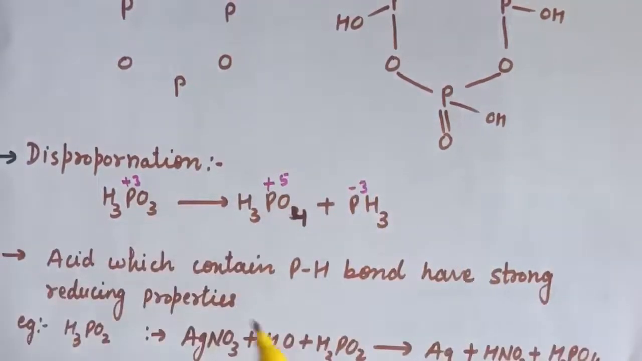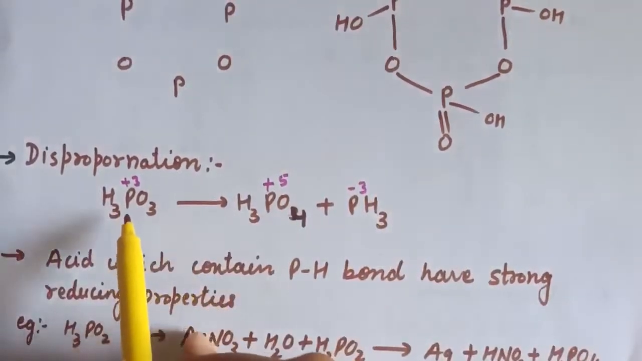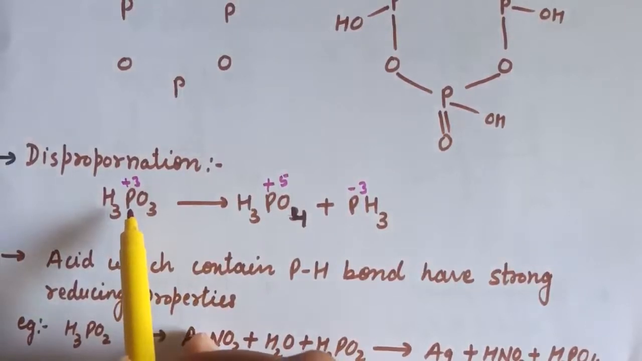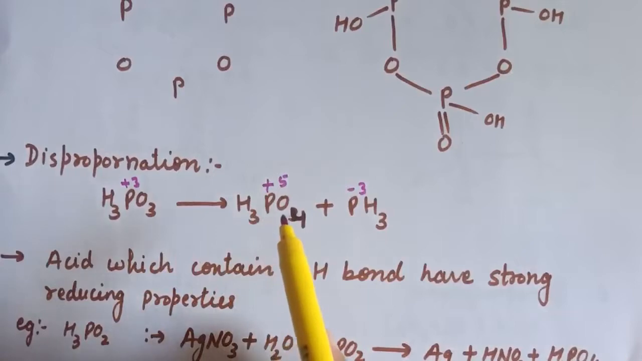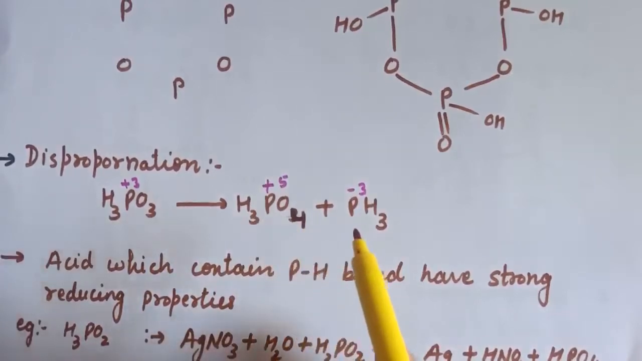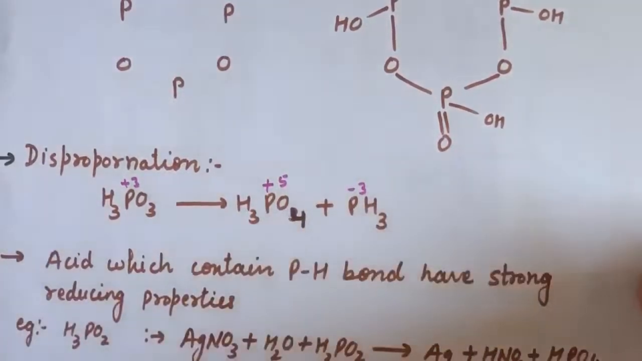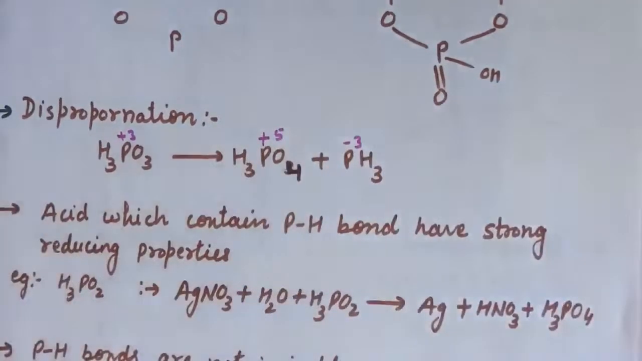So from here we can say that the oxoacids of phosphorus in which the oxidation state of phosphorus is +3 tend to disproportionate into a higher oxidation number and a lower oxidation number. The next property of these oxoacids of phosphorus is that acids which contain a P-H bond have a strong reducing property.